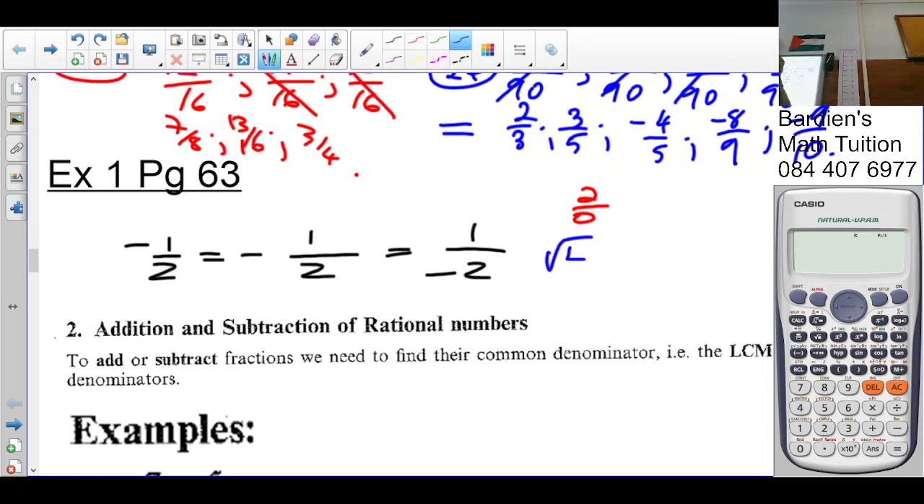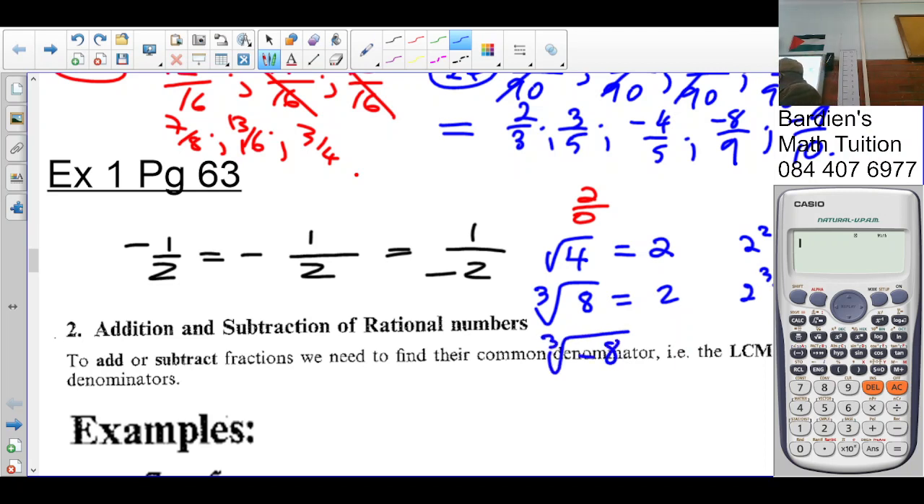Then, if you say, what's the square root of 4? 2. What's the cube root of 8? 2. Right. So 2 times 2 is 4. That's why the square root of 4 is 2, so 2 squared is 4. You see, the cube root of 8 is 2. Now what's the cube root of negative 8? Negative 2, no? Why? Because negative 2 times negative 2 is positive 4, and positive 4 times negative 2 is negative 8.